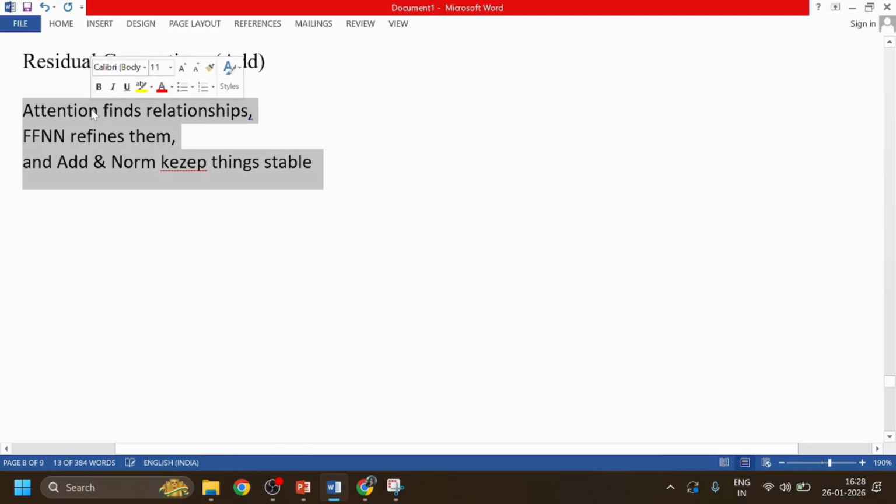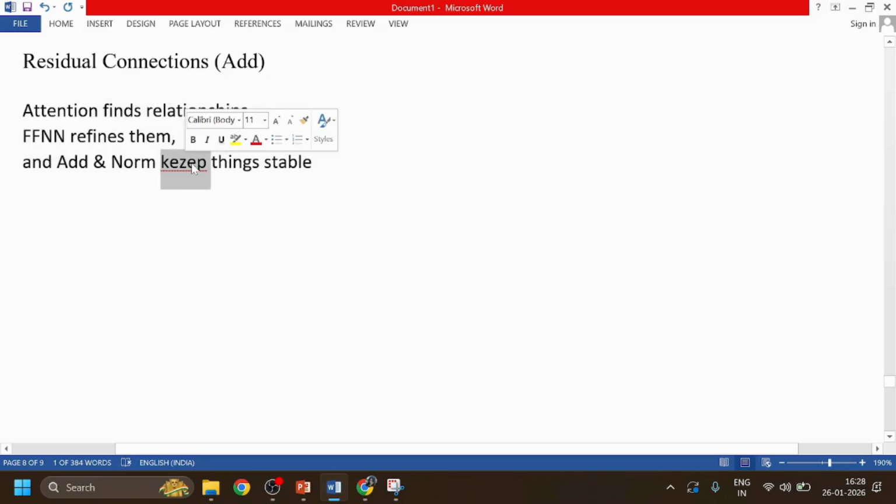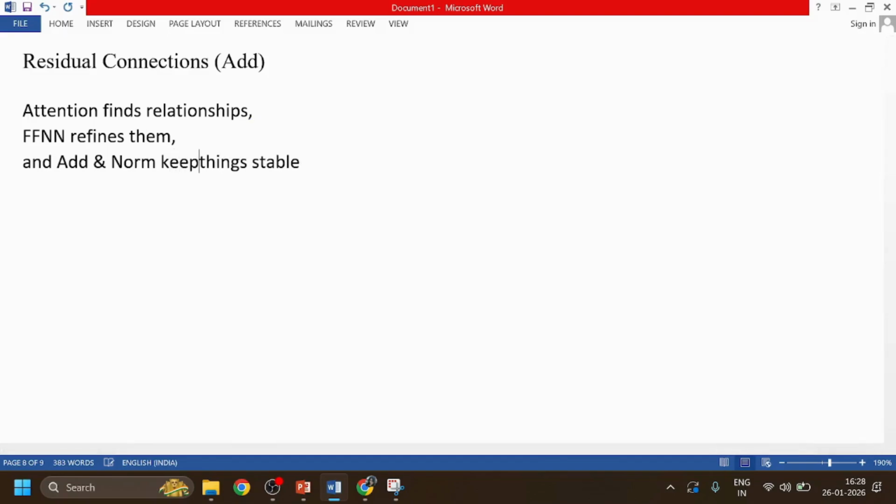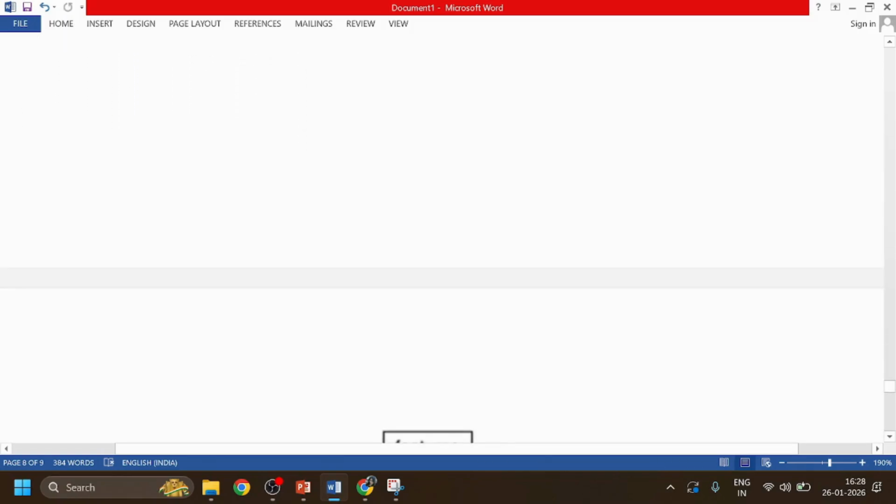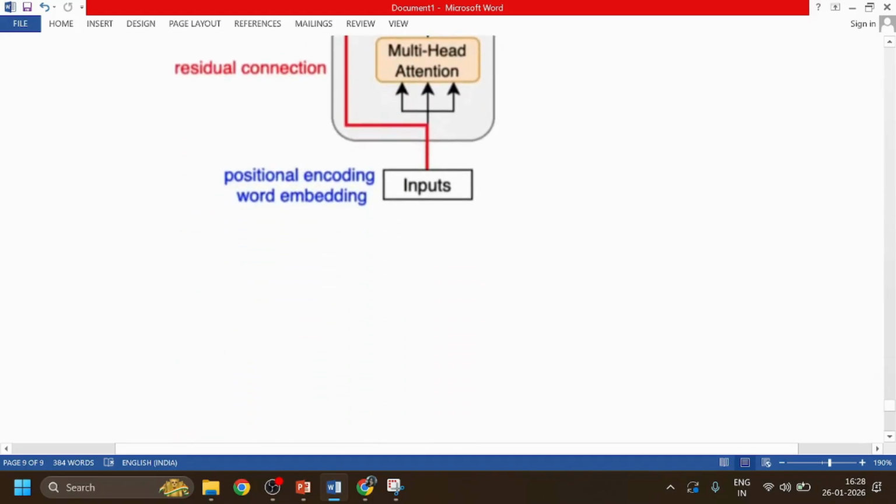Finally we say: attention finds the relationships, the FFNN, feed forward neural network, refines them, and add and normalize keeps things stable. I hope you got it. Now we are going to move on to the decoder in the next section.